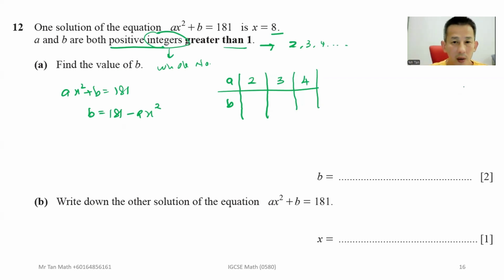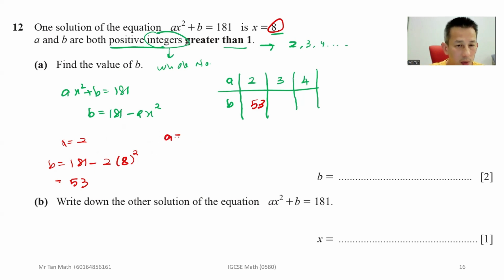If a equal to 2, b is equal to 181 minus 2x squared. x is 8, so put the 8 here. 8 squared is 64, so 2 times 64. You should get 53.